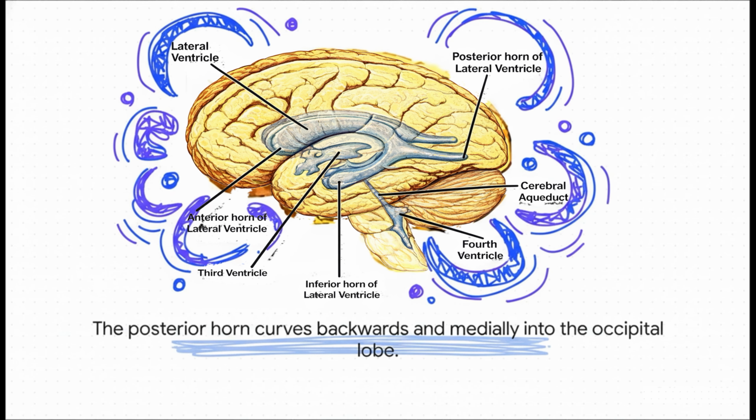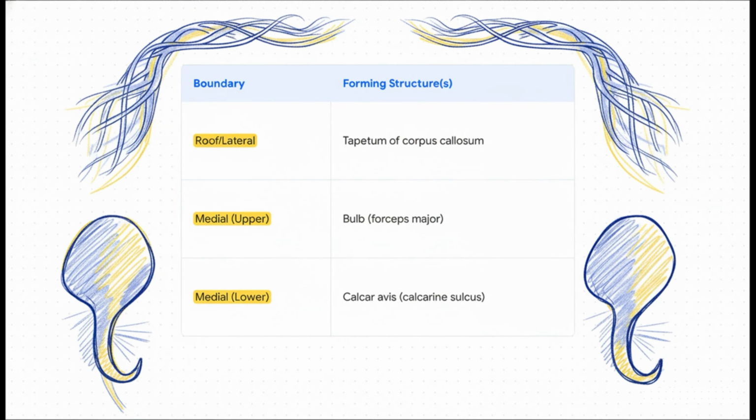Now here's an interesting clinical tidbit. This is the most variable part of the lateral ventricle. Its size can be wildly different from person to person, and a lot of the time, that's completely normal. Okay, for the boundaries here, the roof and the lateral wall are lined by, well, it's like a carpet of fibers from the corpus callosum called the tapetum.